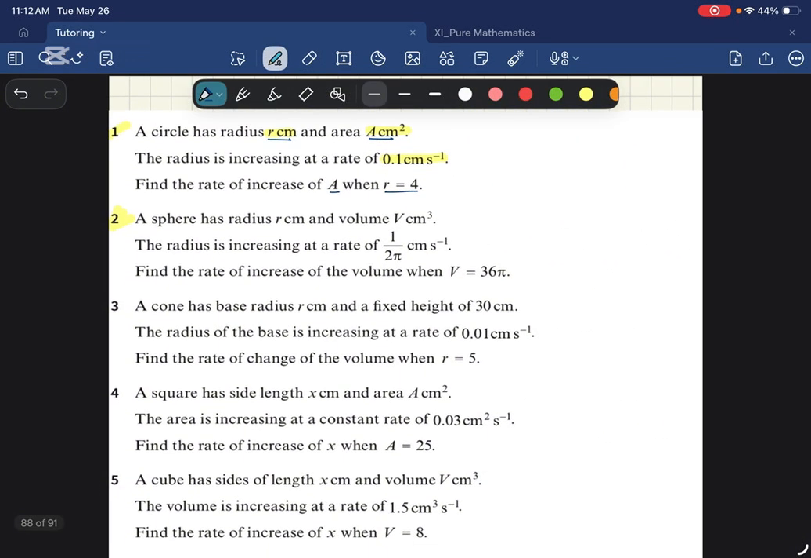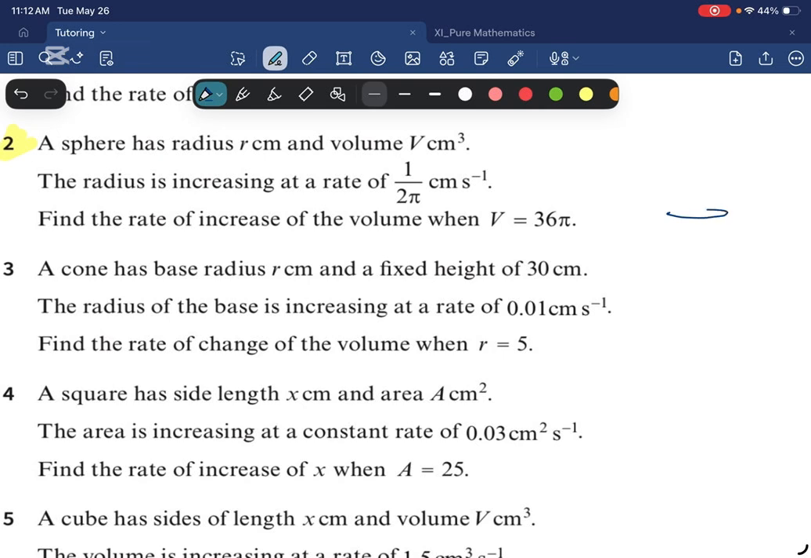Question 3. A cone has a base radius. So let's just draw a cone. A cone looks something like this. We have a base radius r here. And a fixed height. So this is going to be my height of 30 centimeters. So we are working with centimeters here. The radius of the base, so dr by dt, is increasing at a rate of 0.01 centimeters per second. So remember, my units are in centimeters per second.